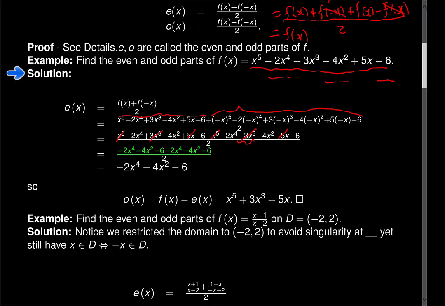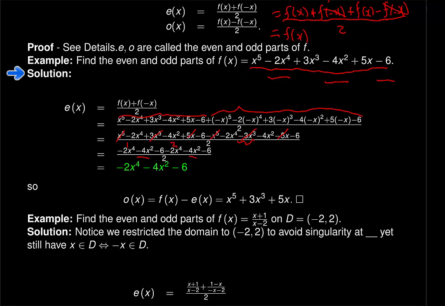Well, we have 2 of each of these. We have 2 of these, and we have 2 of these. And so this 2 is just going to cancel with each of them, and we're going to have minus 2x to the 4, minus 4x squared, minus 6. So that's the even part.